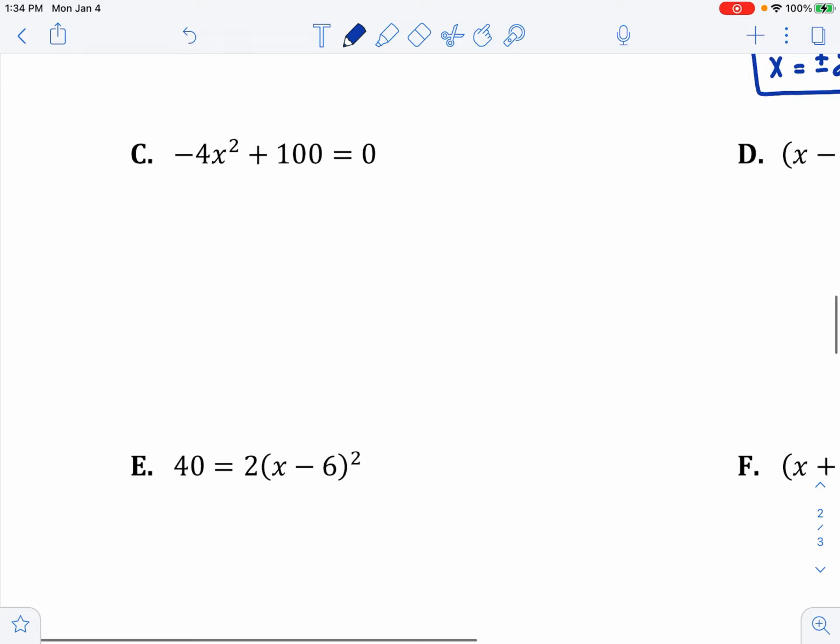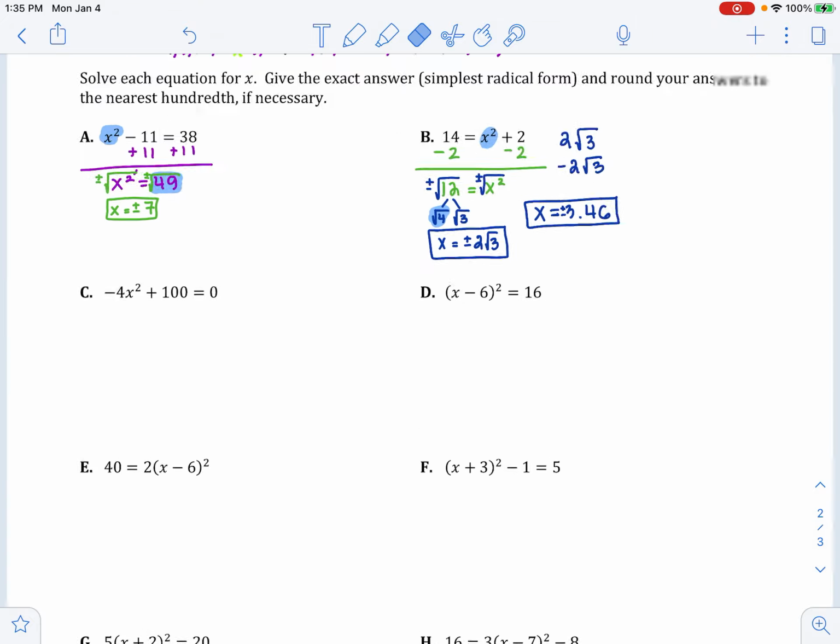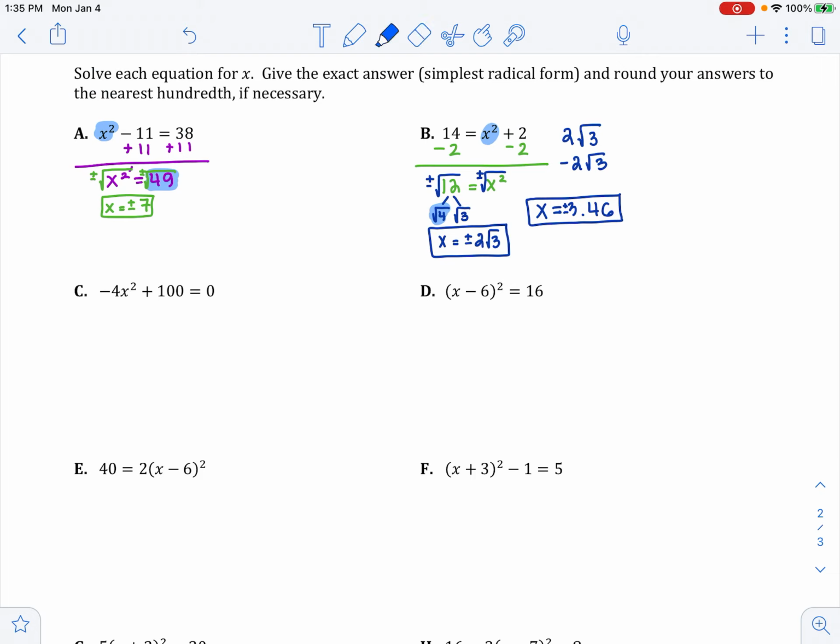Okay, the very next one here. I'm going to subtract 100 from, oops, actually I got ahead of myself here. I said this in the directions, but it says round to the nearest hundredth. Hundredth is 2 decimal places. That's why I did 2 decimal places.